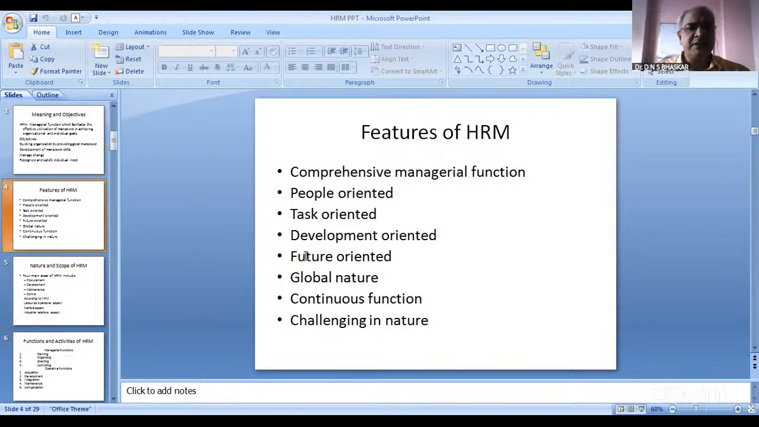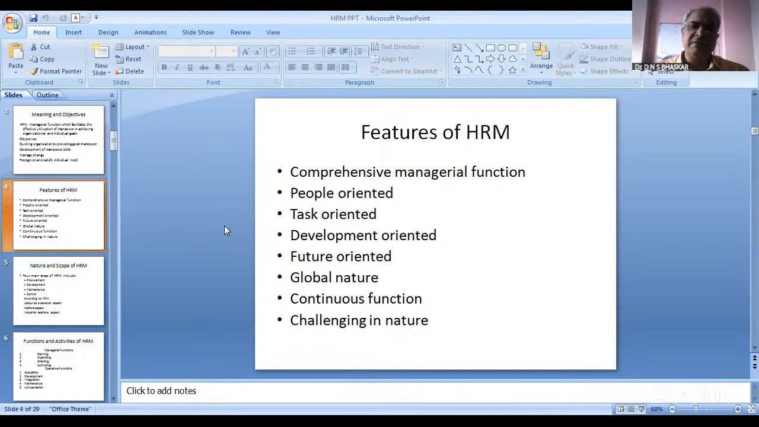Next, coming to the features of the HRM aspect, there is a comprehensive managerial function. So HRM is not simple. It is comprehensive. As I told you, you can manage any other resources much more easily than human resources, because the complexity of the individual is very high in nature. So the managerial function is comprehensive. How to motivate the employee, how to train them, how to give directions to them, all comes under this particular program.